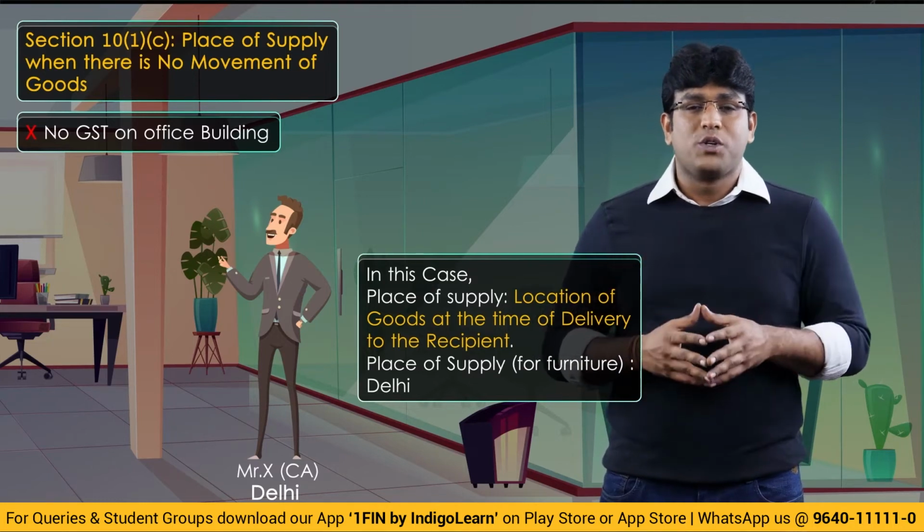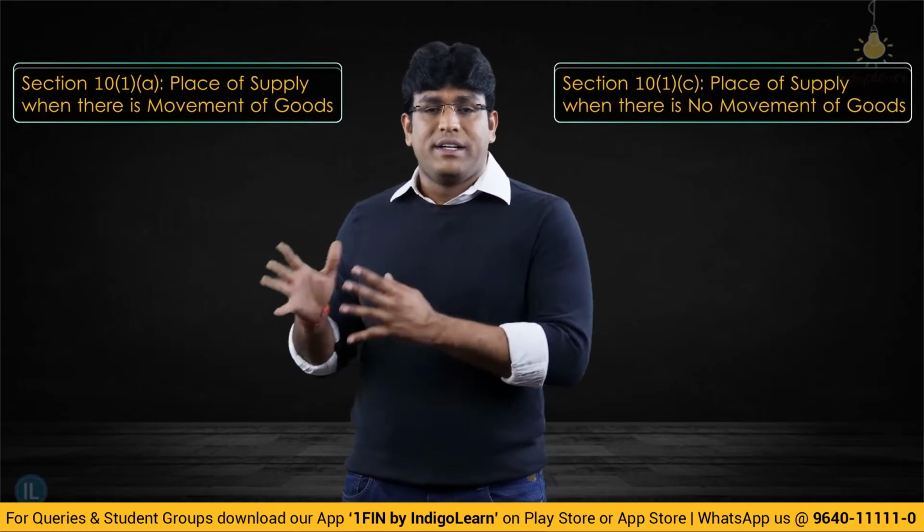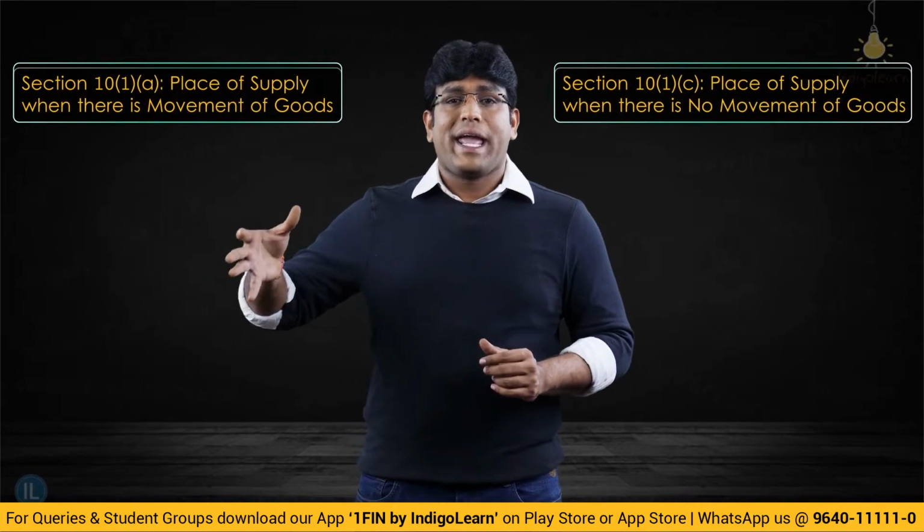And where is the location of goods? That is nothing but Delhi. So answer will become Delhi. So friends, we are done with two provisions now, 10(1)(a) and 10(1)(c). 10(1)(b) we will talk about later. 10(1)(a) applies for what?